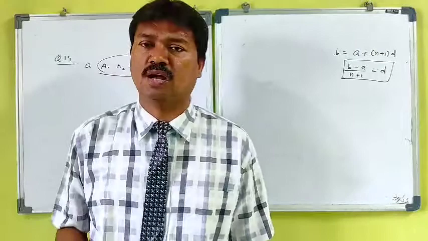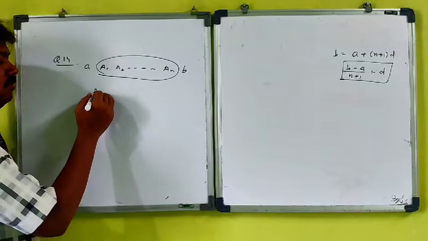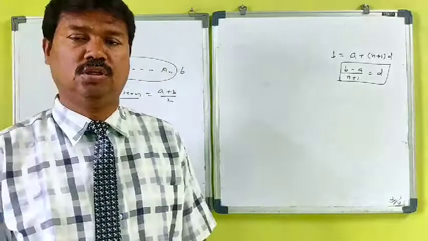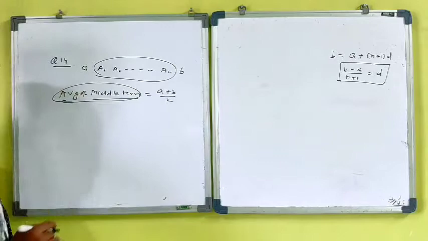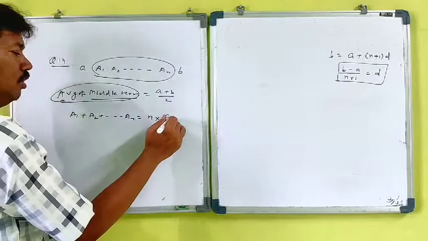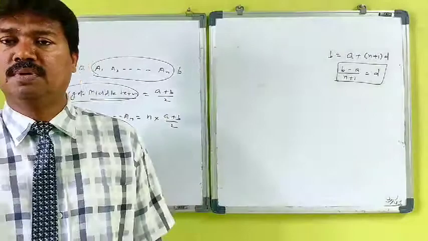So the middle term here, which you have to calculate, is always (a plus b) upon 2, first plus last upon 2, or we can say the average of the middle terms. So the sum of n middle terms, a1 plus a2 plus up to an, is equal to n into (a plus b) upon 2. Whatever the middle value is, the sum is n times of this.